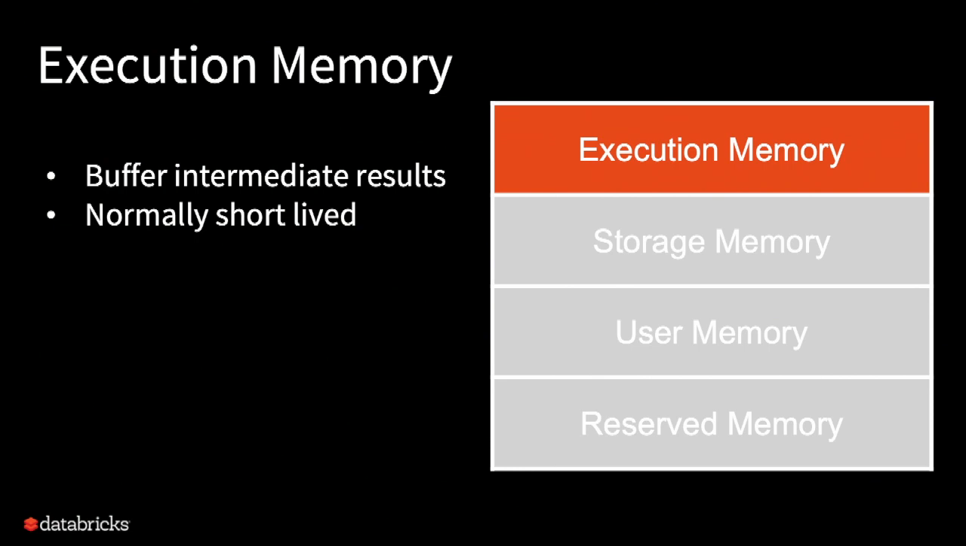Execution memory is the memory used to buffer intermediate results. For instance, if you are doing a sort operation, you have to cache all the input data from upstream and sort them locally and let the downstream operators consume the result. So through the description, we can see the execution memory is normally short-lived. Once the data has been consumed, it's safe to free them.